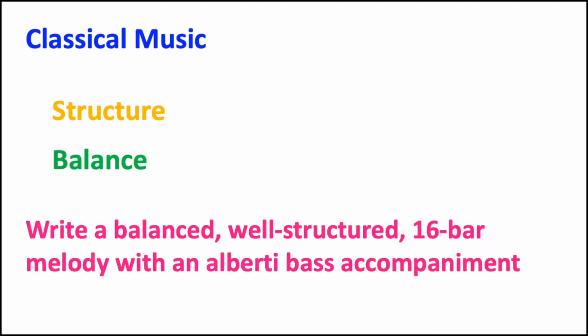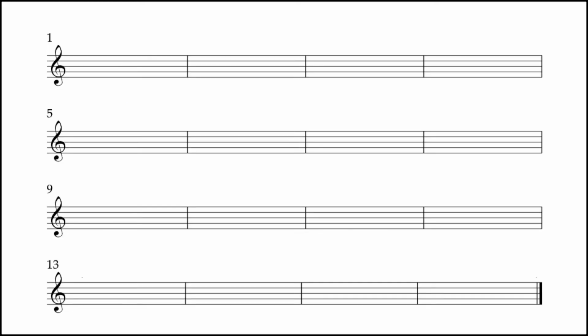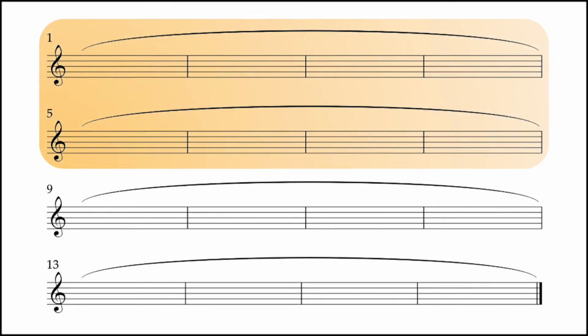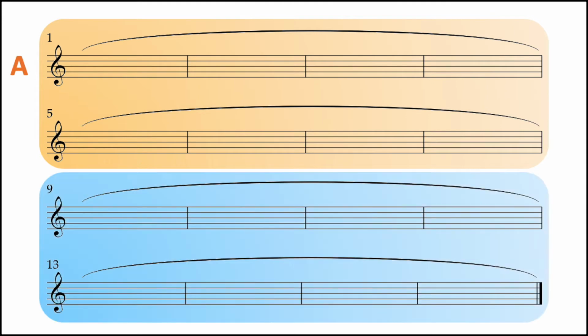When learning about classical music, you would have noticed that there is an emphasis on the ideas of structure and balance. In this project, you will write a balanced, well-structured 16-bar melody with an Alberti bass accompaniment. In order to create a sense of balance, we will break our 16-bar composition into 4 phrases of 4 bars each. The first 2 phrases will make up section A, while the second 2 phrases will make up section B.